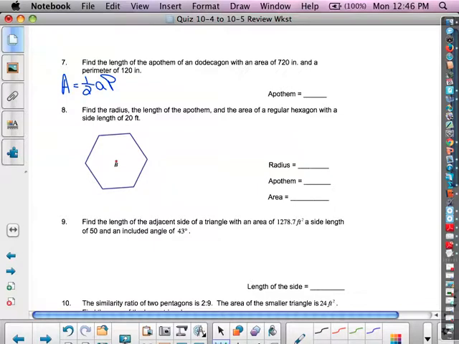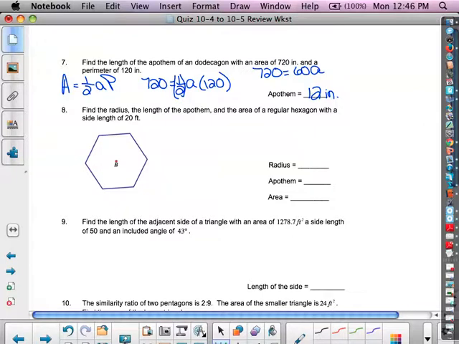Now substitute in the values you have. The area is 720. That's 1/2 times the apothem times the perimeter. Combine like terms on the right-hand side, you're going to get 720 is equal to 60 times a, because when you multiply 1/2 by 120, you're going to get 60. Divide both sides by 60, and you'll get that the apothem is 12 inches long.